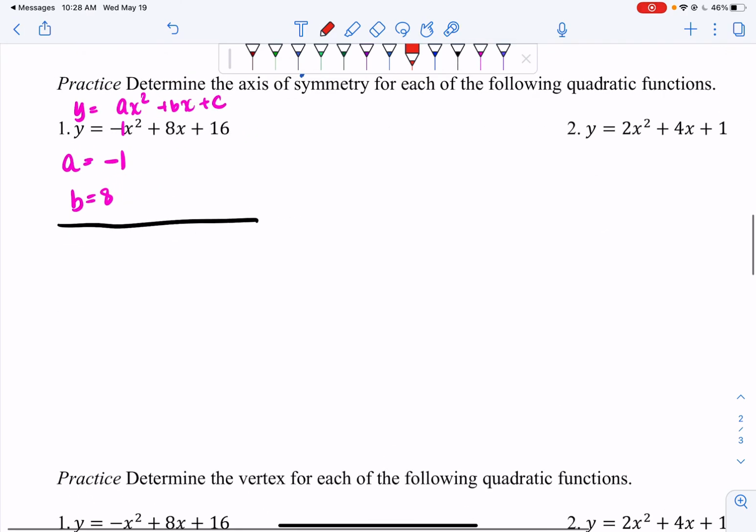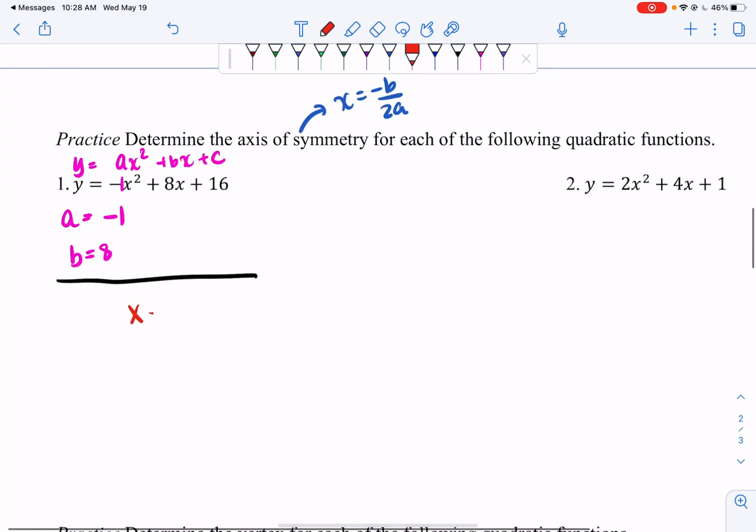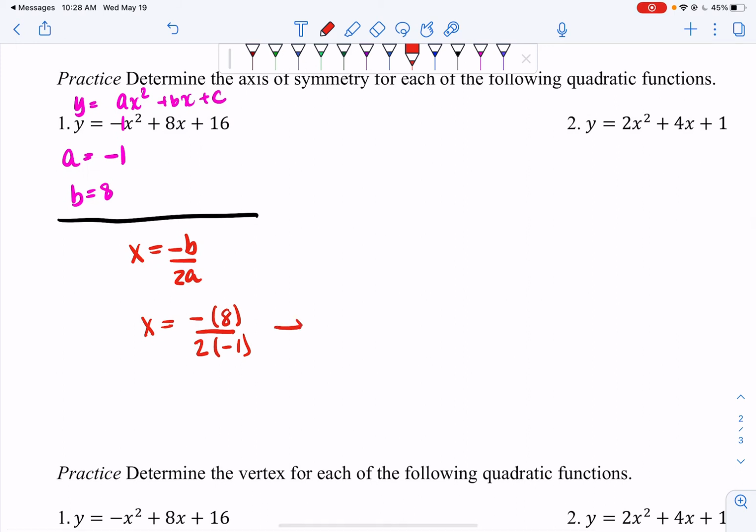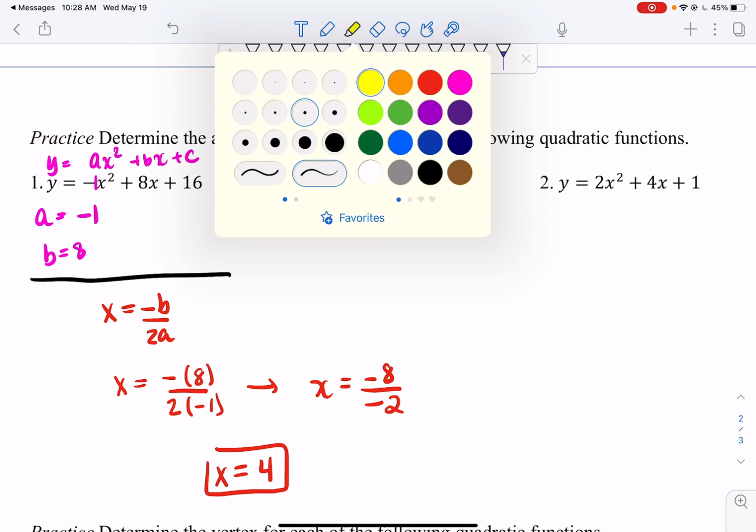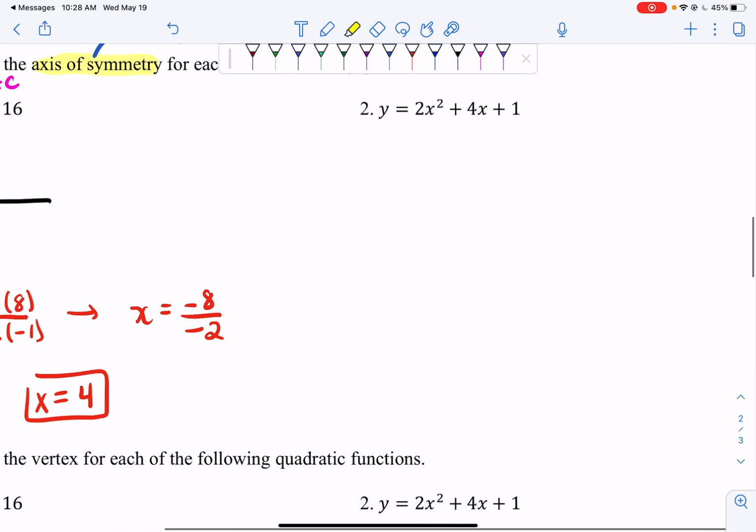So my axis of symmetry rule says x equals negative b over 2a. I now write down negative b, which is a negative 8, all over 2 times my a value of negative 1. What's the negative of an 8? Negative 8. What's 2 times negative 1? Negative 2. And what's negative 8 divided by negative 2? 4. So my final answer for this question is x equals 4. And that's your final answer. We are just finding the axis of symmetry right now. We are not finding anything else. We will find our vertex in just a moment.